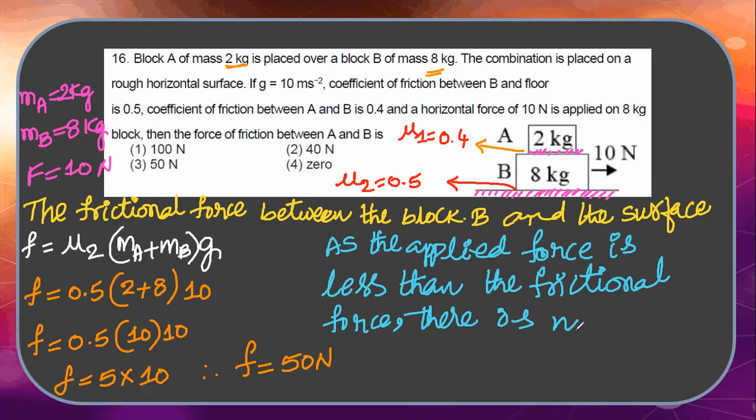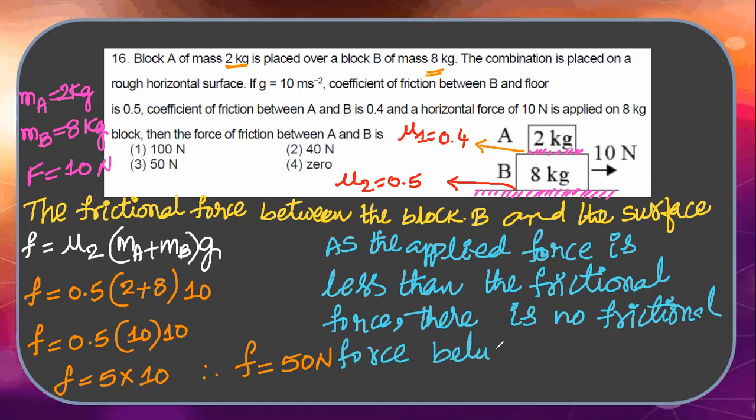There is no frictional force between the bodies A and B. In between A and B, there is no frictional force, 0. This is our answer.